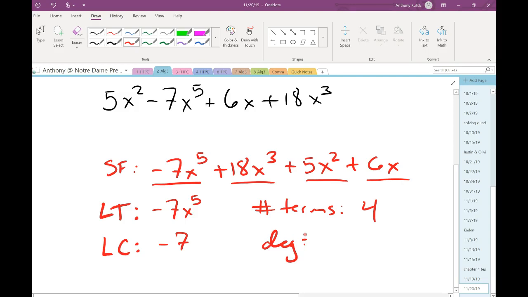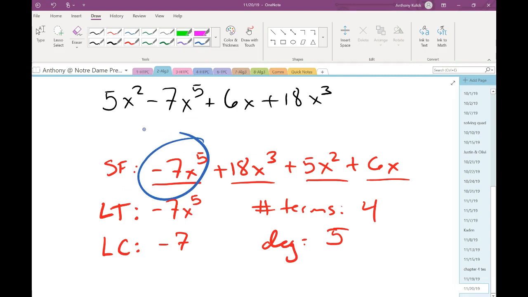5 is correct. So remember, the degree of the polynomial is the same as the maximum degree of its monomial pieces. So here the degree is 5.